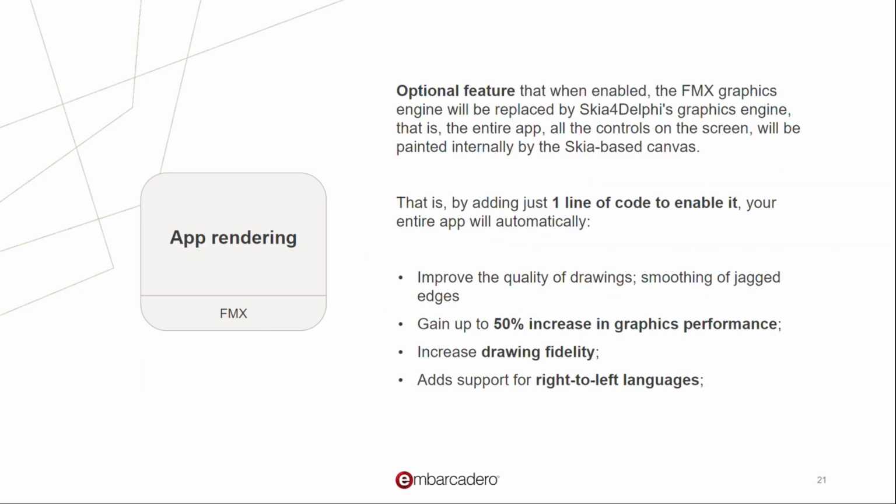And then app rendering. And this is the part that you're going to probably want to take advantage of right away. It is a single two lines of code maybe changed to an existing FireMonkey application, and it switches the rendering engine over from FireMonkey to Skia. So it's an optional feature. You can turn it on, and it says one line of code, but it's technically two. I'll show you what it is in a second here. And it'll improve the quality of the drawings, smooth out jagged edges, and also improve graphics performance.